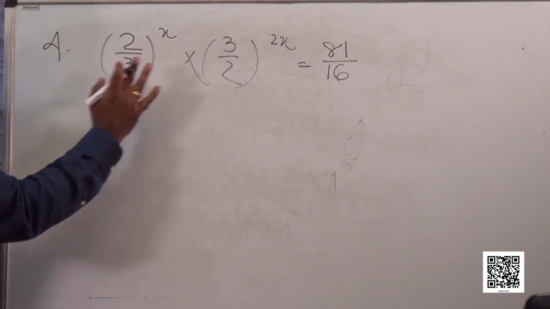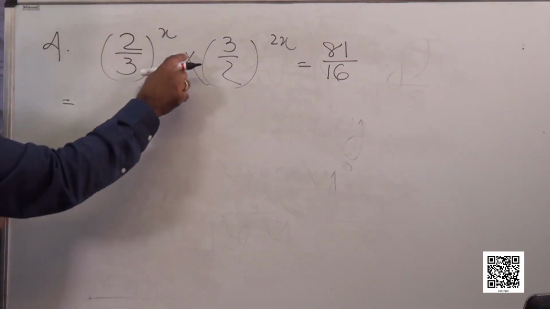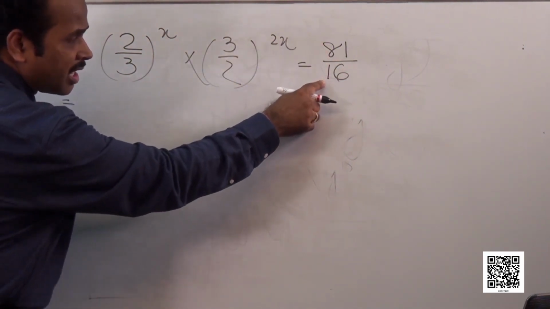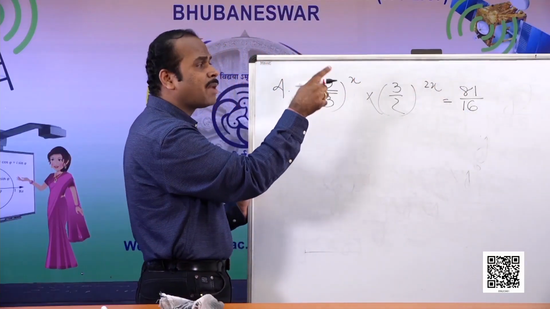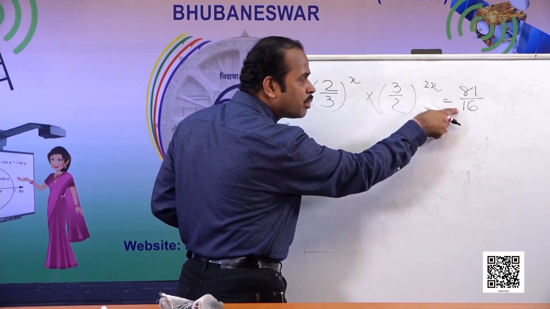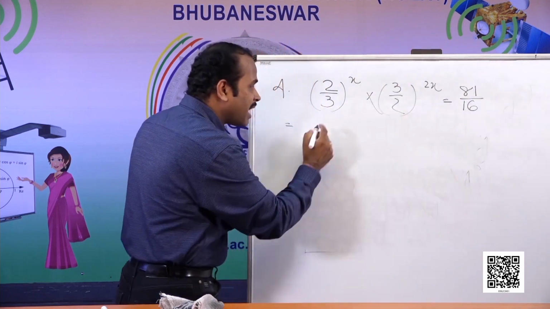So how to deal with this type of question now? (2/3)^x is there, into (3/2)^2x is there, and this side 81 and 16 is there. If you think, 81 can be converted as 3 power 4 and 16 can be converted as 2 to the power 4. That means this can be converted as 3 to the power 4 by 2 to the power 4. So let me write down here.